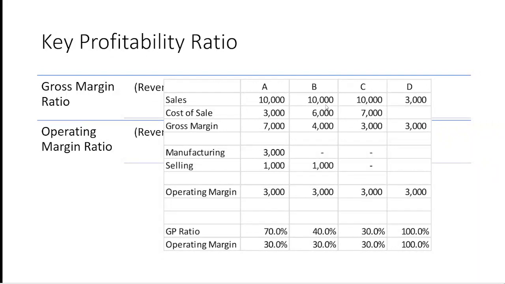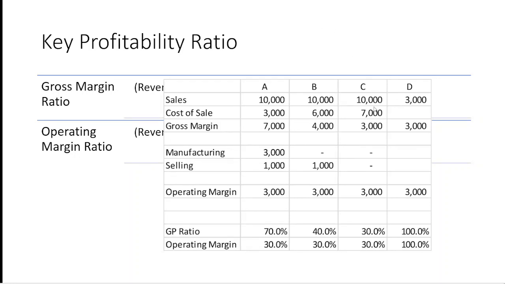Now company B is not producing itself, it's buying from outside and then selling it, right? So they are outsourcing the job. Profit remains the same, but look at the gross profit differences. Now the gross profit margin has reduced from 70% to 40%, but the operating margin remains the same. Now you can say it's a hypothetical example. When you are outsourcing, the cost of sale may be higher or maybe lower, but we are not considering those differences here.